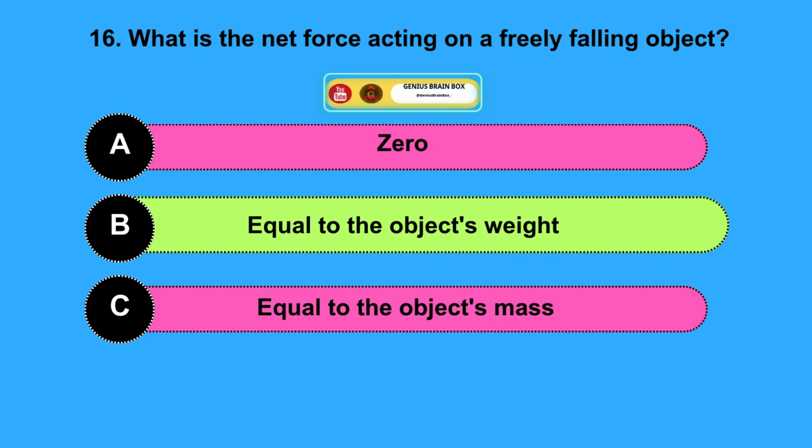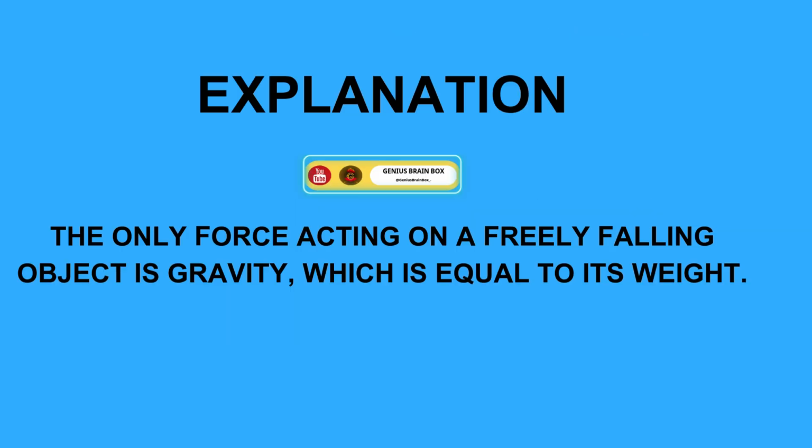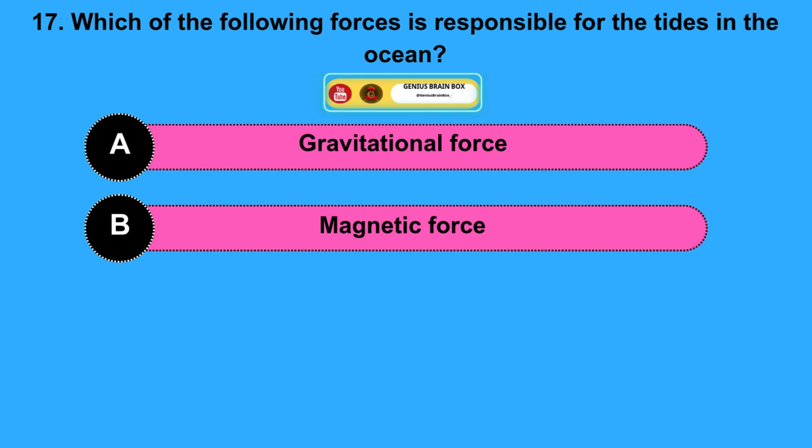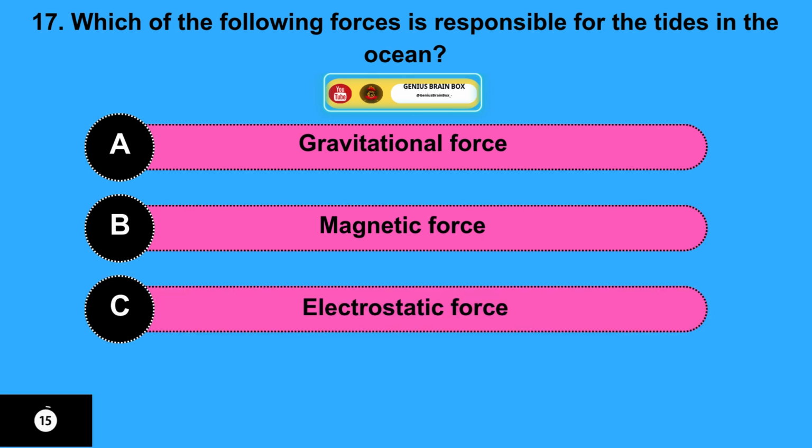Correct answer is B. Explanation is the only force acting on a freely falling object is gravity, which is equal to its weight. Which of the following forces is responsible for the tides in the ocean? Option A, gravitational force. Option B, magnetic force. Option C, electrostatic force.